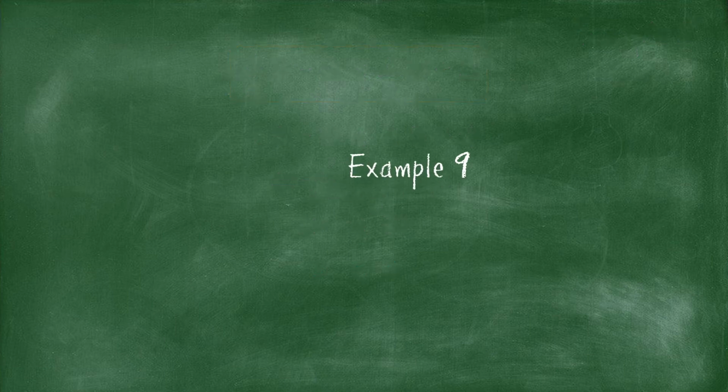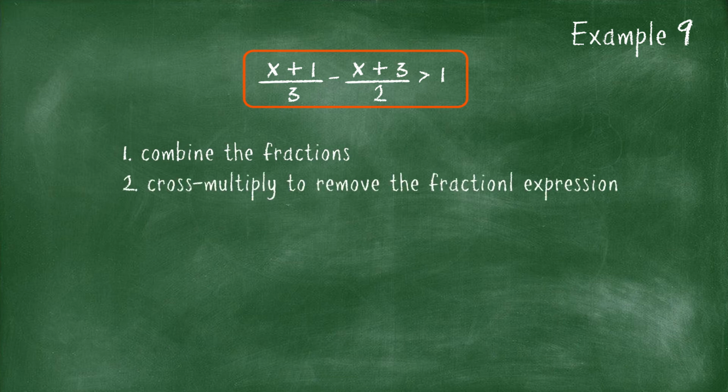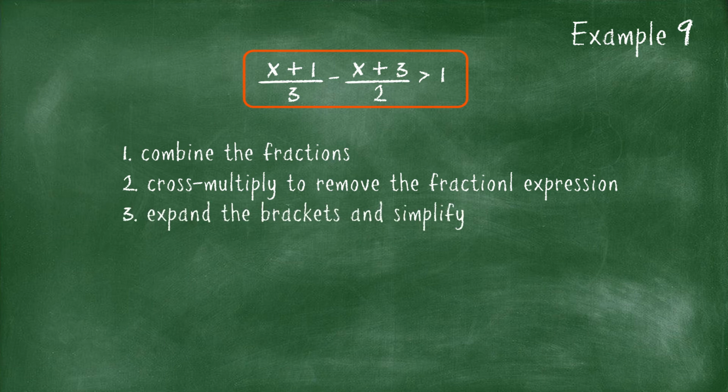For example 9, this is a typical algebraic fraction inequality question set to complicate the evaluation steps. However, we just need to remember that the standard approach is to, number 1, combine the fractions, number 2, cross-multiply to remove the fractional expression, number 3, expand the brackets and simplify the terms, number 4, solve the inequality. This applies to solving equations involving algebraic fractions too.